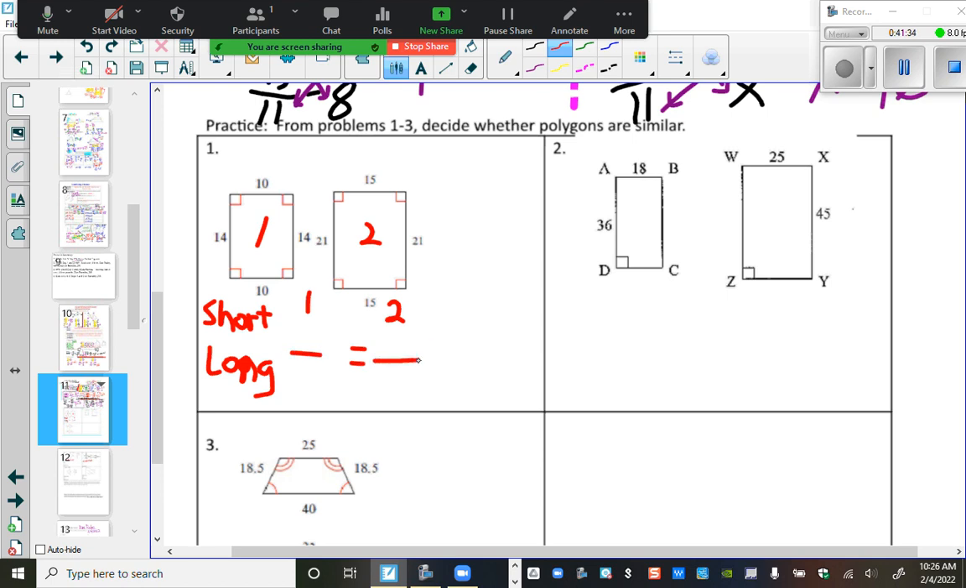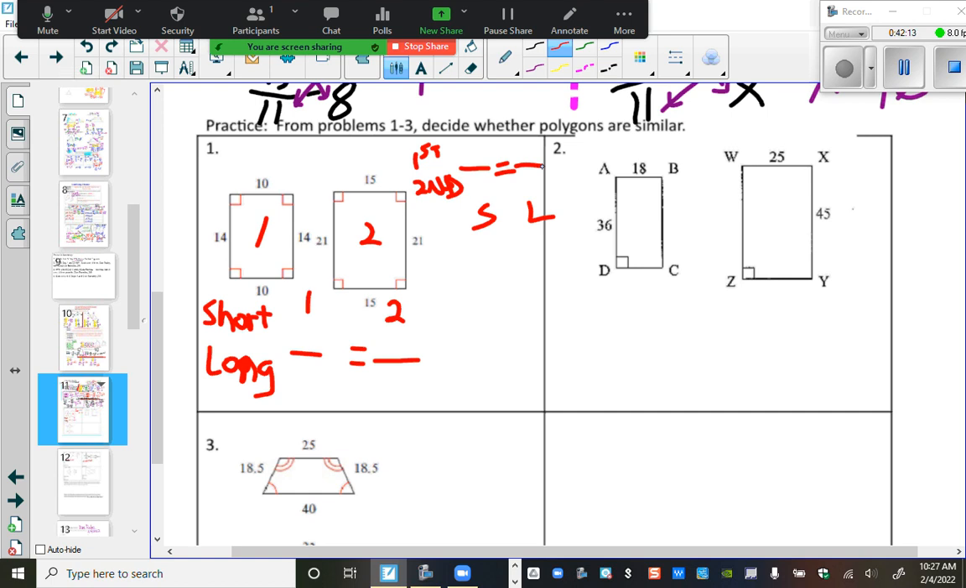The other way you can do it is you can do it like this. You could say the first polygon, second, and then you can go short or long. So there's more than one way you can set up your proportion and get a correct answer. All right, so now number 3 is going to be a little different, but the nice thing about number 3, everything is marked.